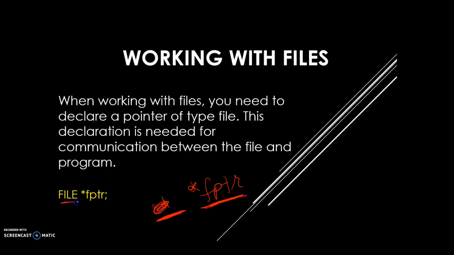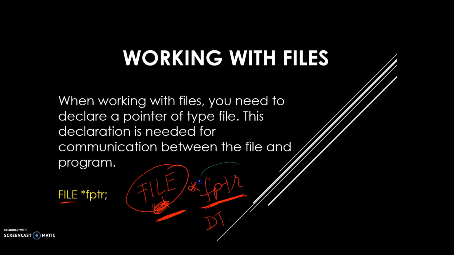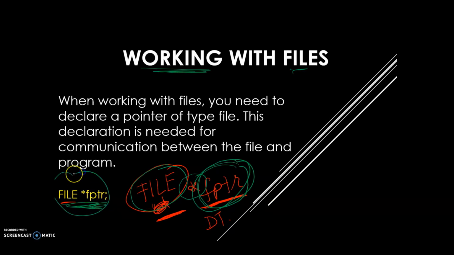But here you can see the mentioned word is FILE. So yes, FILE is nothing but a data type. From this line you can understand that this fptr is a pointer which is going to point to some file. This statement becomes very essential when you are working with files, because you cannot work with files without the pointer. So this is a very essential line. Now let's see how to use this pointer to perform the different operations on the file.